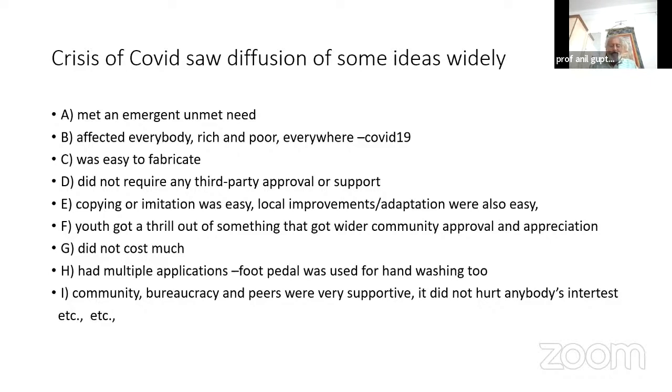It didn't cost much, had multiple applications. Food kettle was also used for hand washing, not just dispensers and utensils. And community, bureaucracy, peers were very supportive. It didn't hurt anybody's interest. So these were the reasons why the food kettle dispenser diffused very widely, very quickly. So we should learn that even in the case of pandemic, some solutions were diffusing widely and some not.